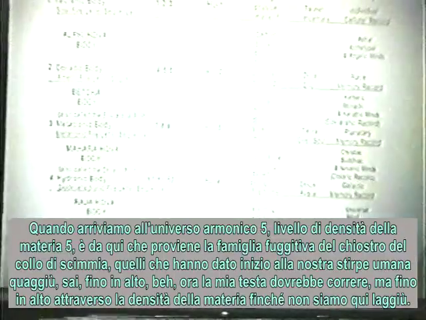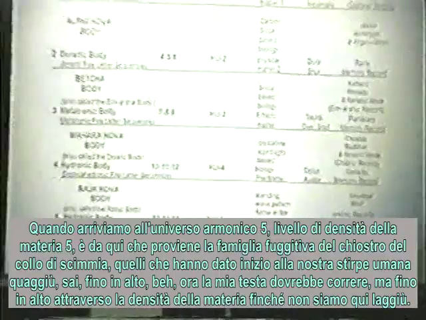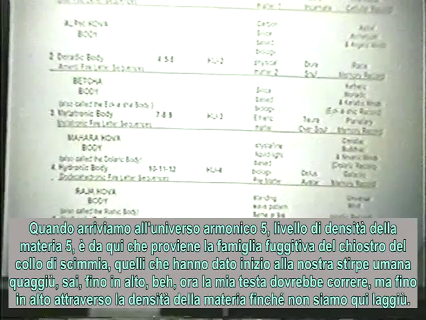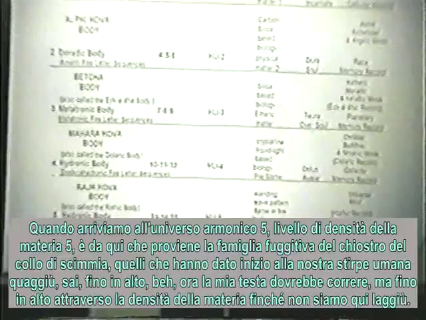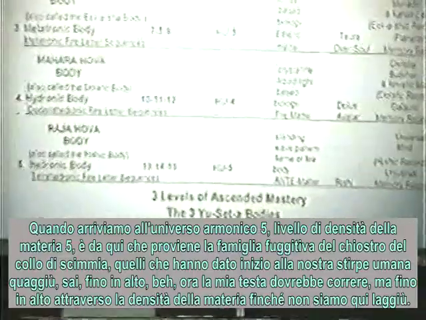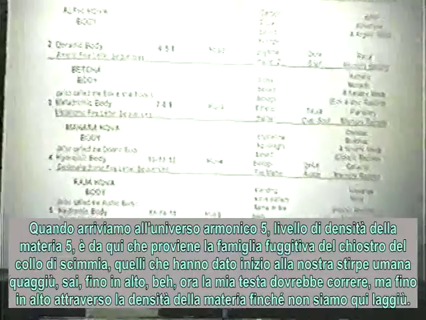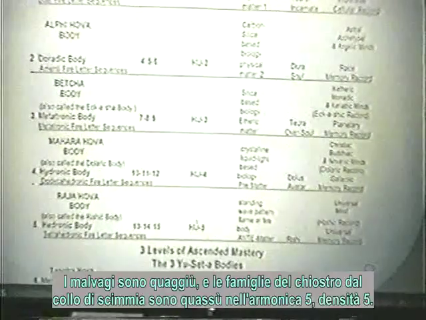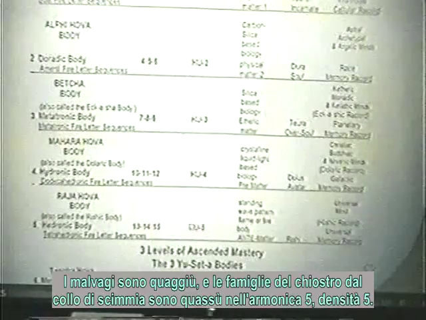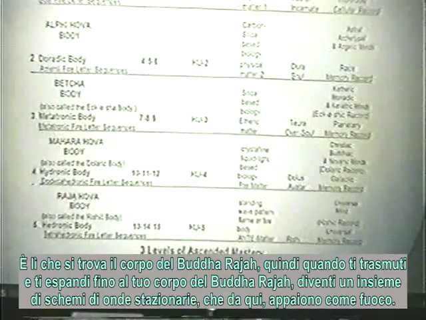When we get into harmonic universe 5, matter density level 5, this is where the Melchizedek Cloister runaway family is coming from. The ones that started our lineage, the human lineage down here. All the way up through, well, I should run them down, but all the way up through the matter densities to where we are down here. The Elohai are down here, and the Melchizedek Cloister families are up here in harmonic 5, density 5. That's where the Raja-Huga body is.